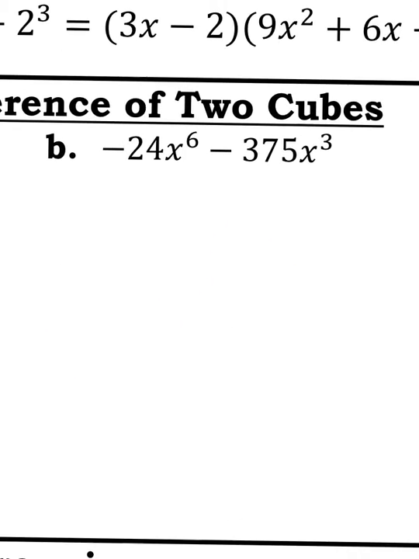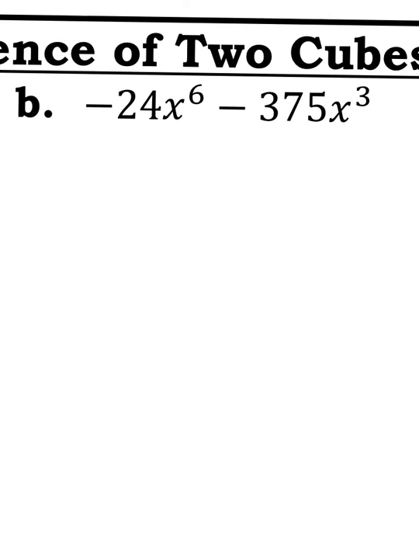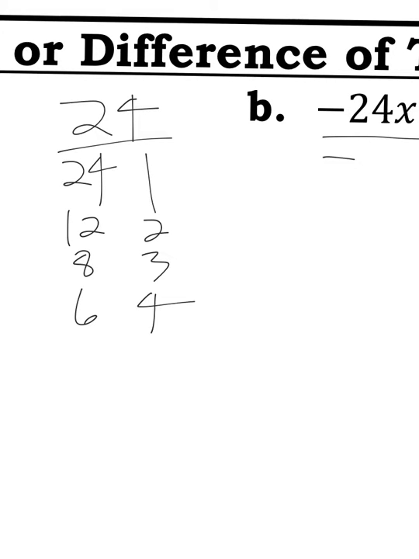Now on B, you have to factor out a common monomial factor first. So I see they're both negative, so I'm going to make that negative. And then you might be scratching your head for a long time with what goes into 24 and what goes into 375. We'll just look at the smaller number first. So I'm going to write 24 here. And you need to list all the factors of 24.